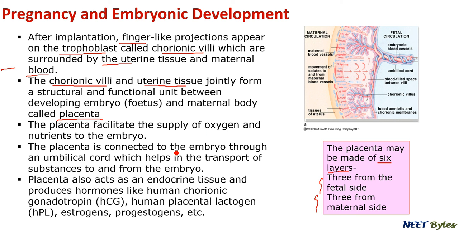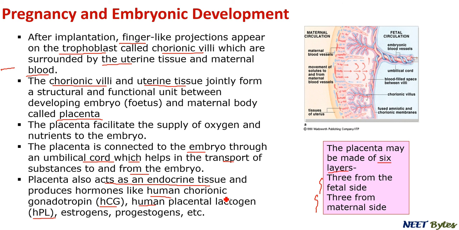The very function of the placenta is to facilitate the supply of oxygen and nutrients to the embryo. Placenta is connected to the embryo through the umbilical cord, which helps in the transport of substances to and fro. Placenta also acts as an endocrine tissue and produces hormones like human chorionic gonadotropin (HCG), human placental lactogen, estrogen, and progesterone. These are secreted by the placenta itself, and they have a role in the maintenance of pregnancy.